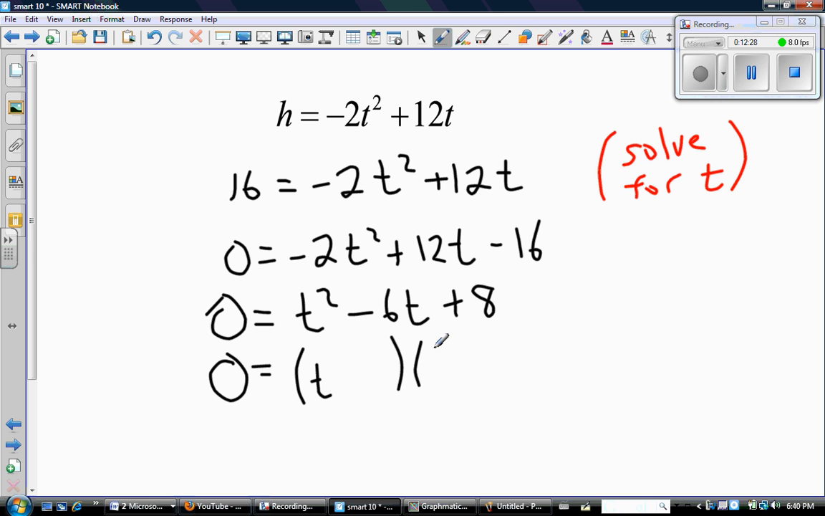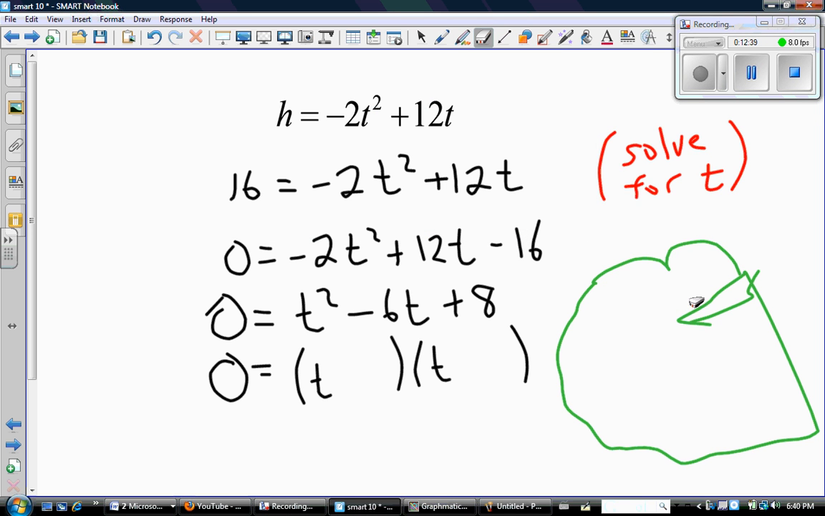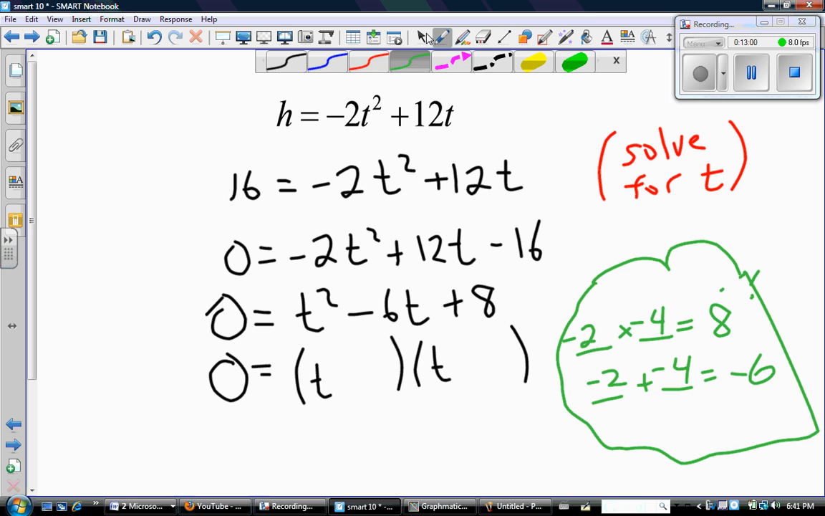So here's what your brain is doing right now. Your brain is thinking of two numbers that multiply to give 8, and the same two numbers have to add to give -6. So think about what multiplies to 8. Oh, I hear you saying them. -2 and -4, -2 and -4. Good. So that's what should happen in your brain when you factor a simple trinomial. So the two numbers we found were -2 and -4.